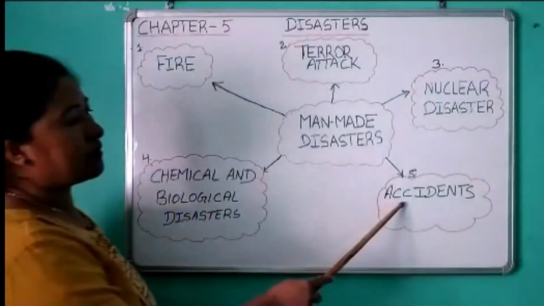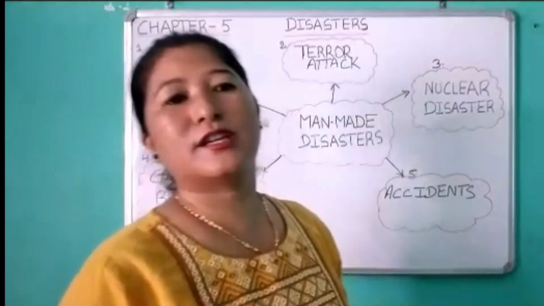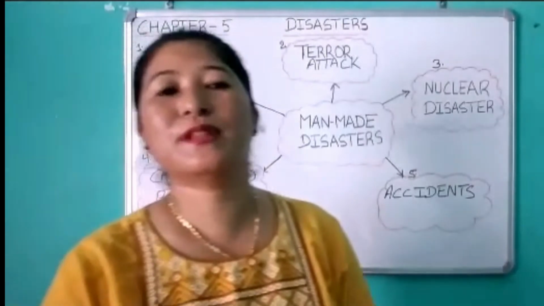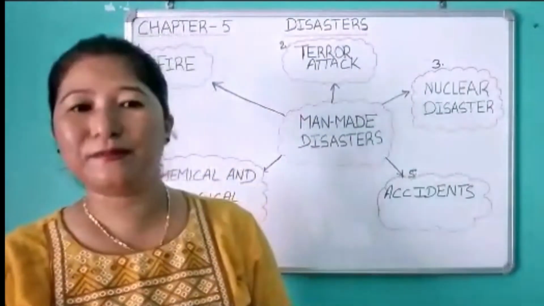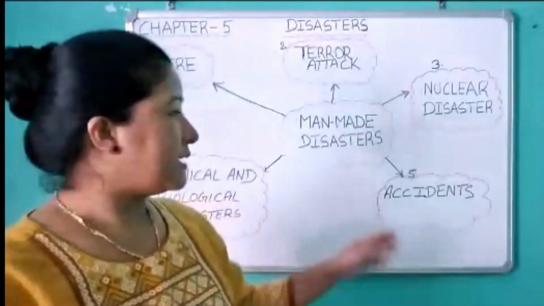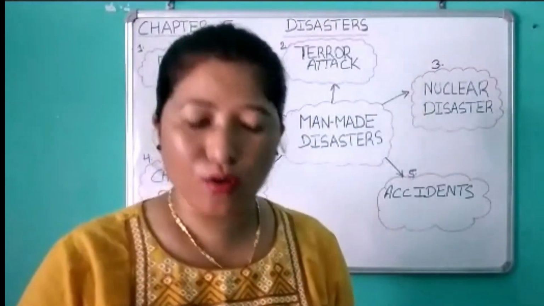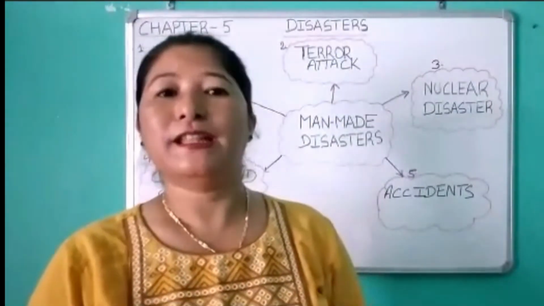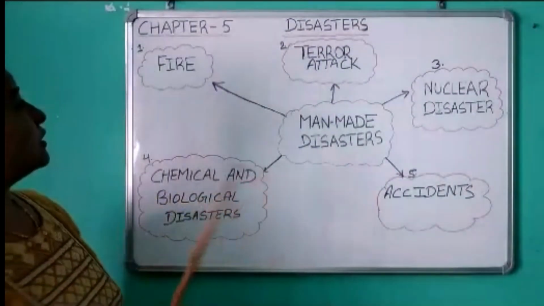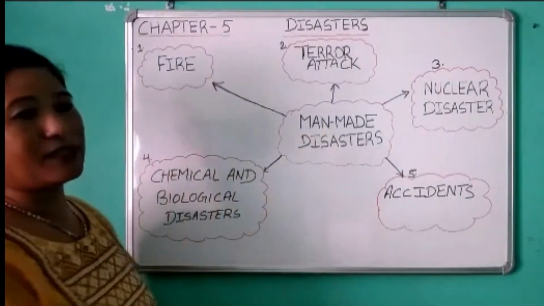Last one, we have an accident. What is an accident? It refers to an undesirable and unintentional event leading to the death of a large number of people, which we call an accident. When an accident causes the death of a large number of people, then we call it a disaster. So that's all. These are the important types of man-made disaster.